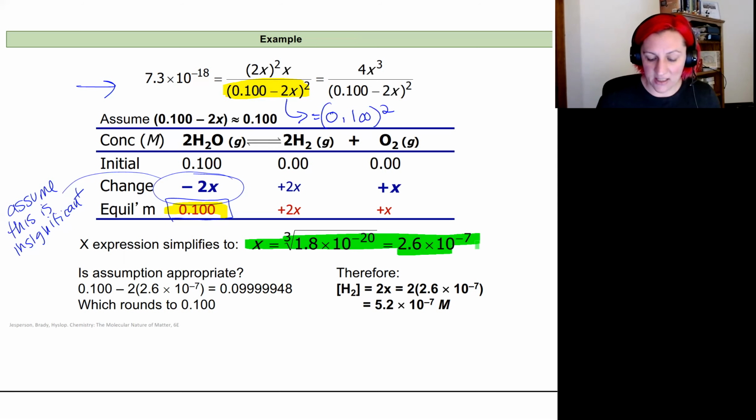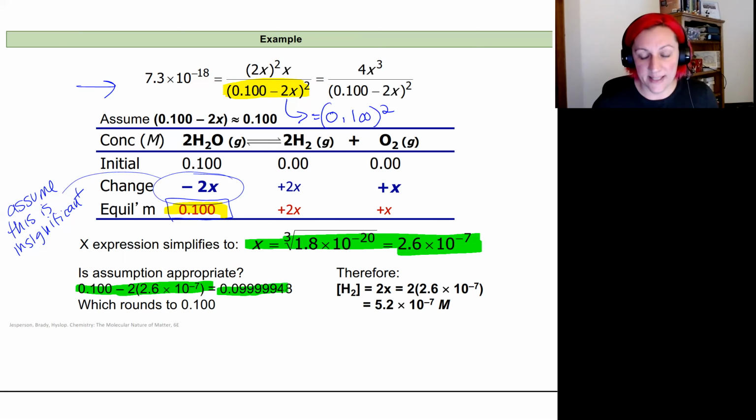And it's going to give us 2.6 times 10 to the negative 7th. And we can double check, is our approximation appropriate? Well, if I take my 0.1 and plug that value in as x, I get 0.099999. It's going to round to 0.1 with the number of sig figs that we have. And so our approximation was reasonable.